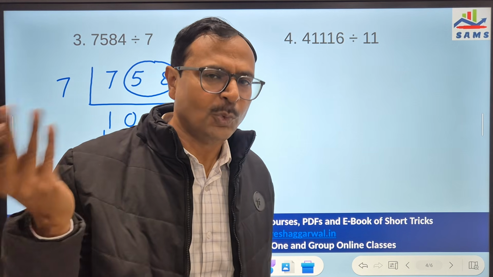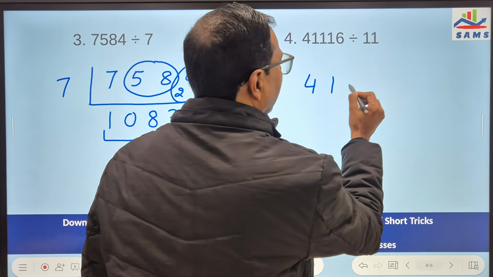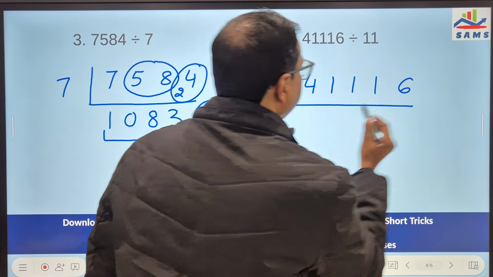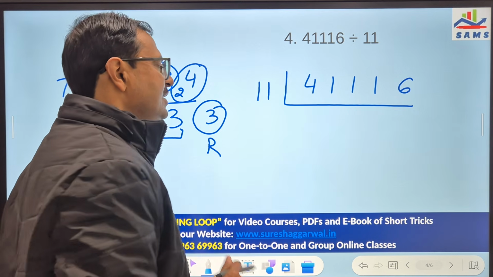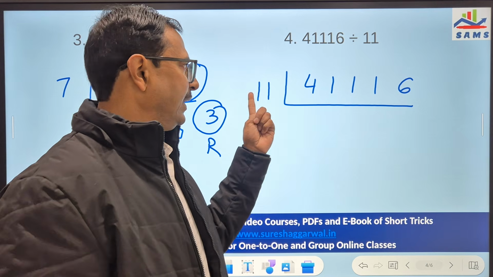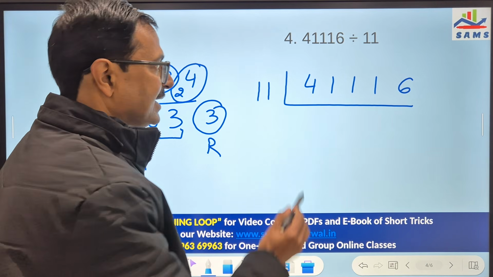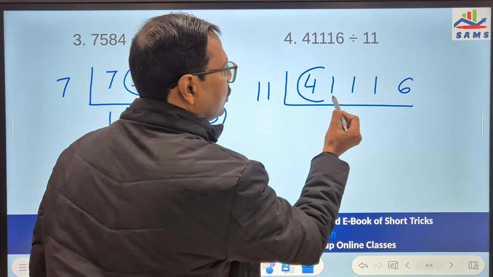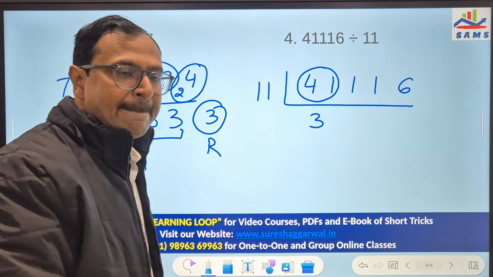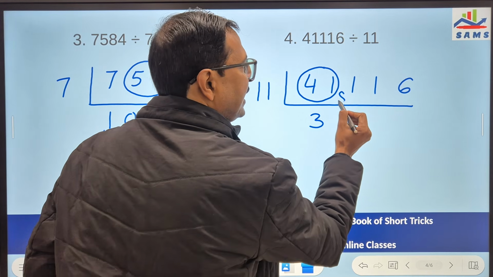although for 11 you have different more tricks also, but let's do it in a single line here. 4 1 1 1 6, and I have to divide by 11. See, what do you do in traditional division? 4 doesn't go into 11, right? It is smaller than 11. So you consider 41. So the first thing is I have to get closest to 41. 11 3 times is 33, and 41 minus 33 is 8. So I will write 8 here.